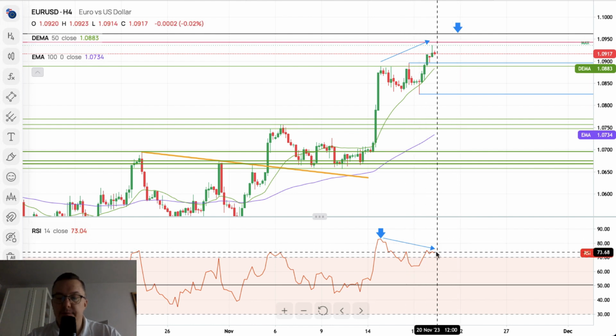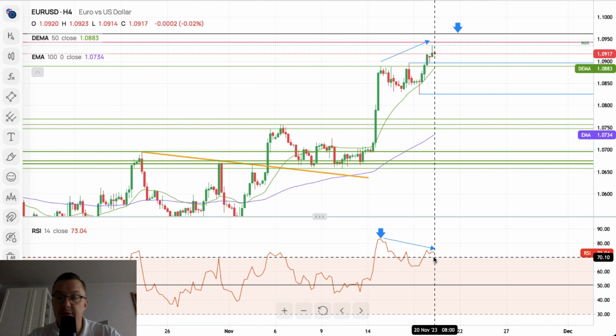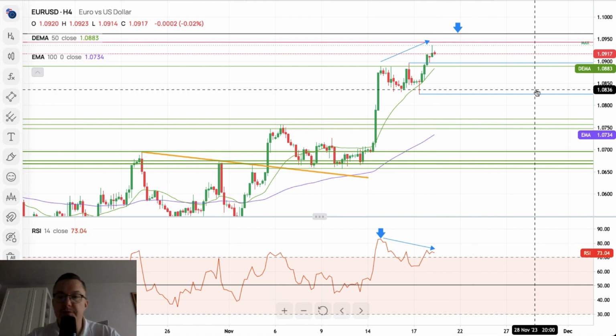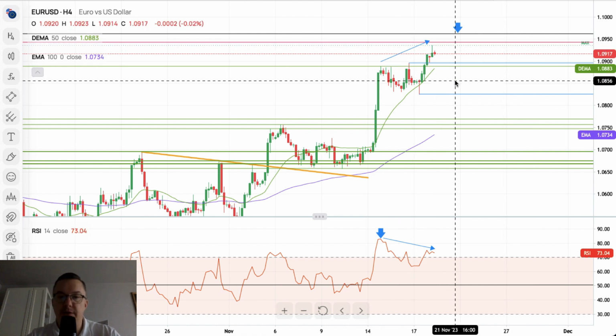Momentum is still positive, is still strong, roughly above the level of 70, which means that market conditions are still extremely overbought. So please don't be surprised if there is any sort of correction or pullback on the euro dollar.